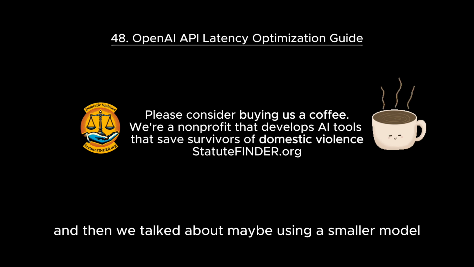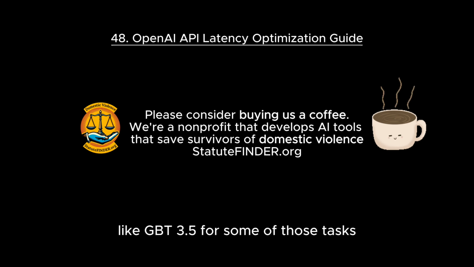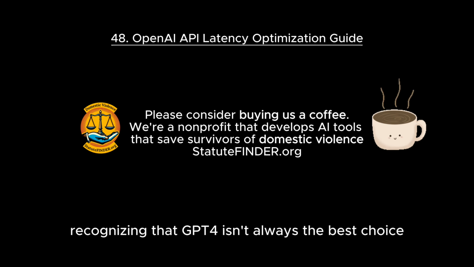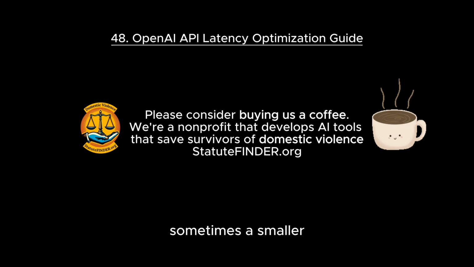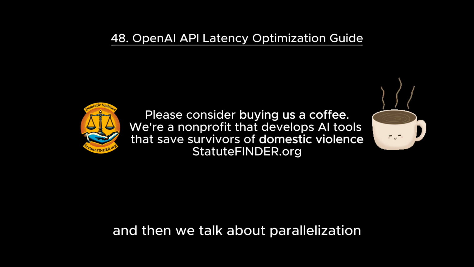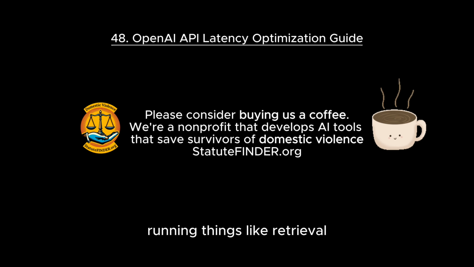And then we talked about maybe using a smaller model like GPT 3.5 for some of those tasks, recognizing that GPT-4 isn't always the best choice. Right. It's about picking the right tool for the job. Sometimes a smaller, more specialized model can do the trick, especially for things like understanding the user's question or checking for missing info. And then we talked about parallelization, running things like retrieval and reasoning at the same time instead of one after the other.